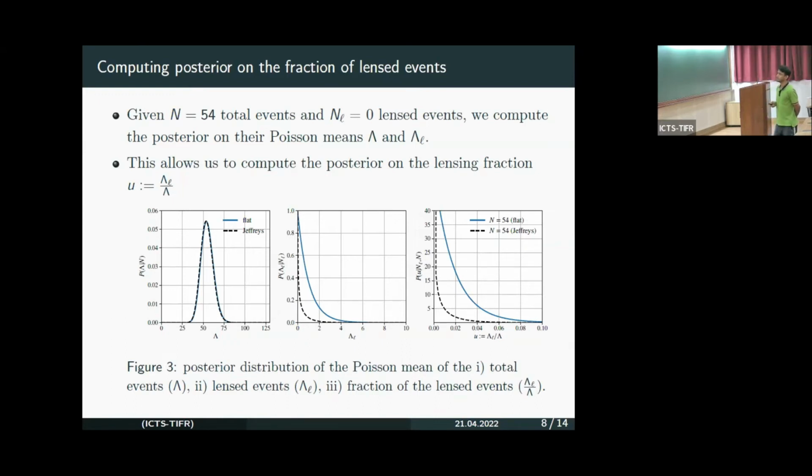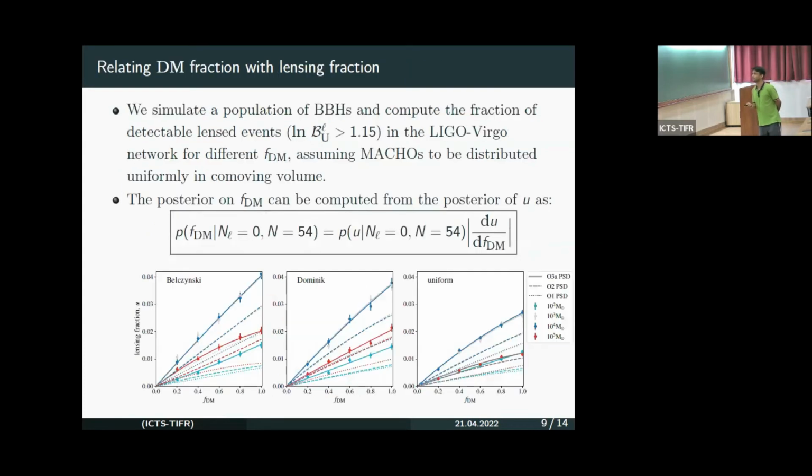The first plot shows the posterior distribution on lambda, which is the Poisson mean for the total events. The middle plot shows the posterior distribution of the mean of the lensed events, and the third one shows the posterior distribution of the fraction of lensed events, given that we have observed 54 total events and none of them is lensed. The different plots correspond to different prior choices. The solid one corresponds to the flat prior, and the dashed one corresponds to the Jeffreys prior.